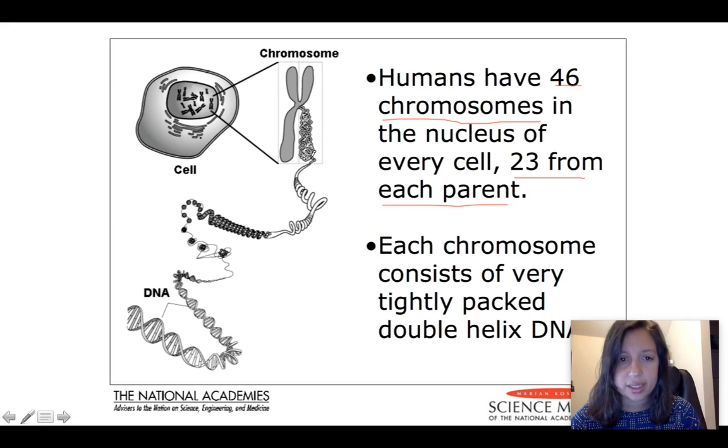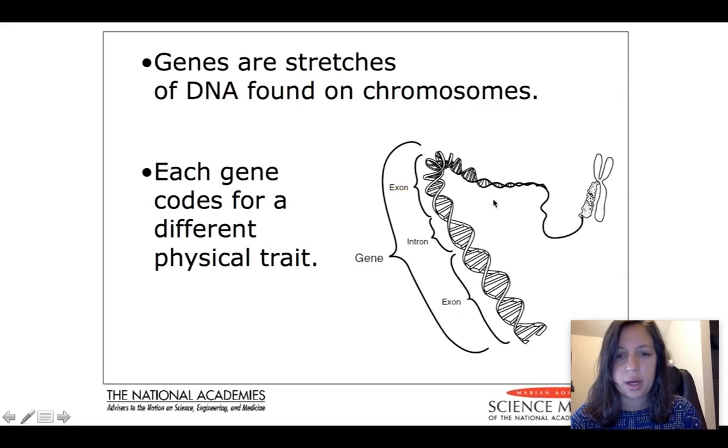Each chromosome contains DNA that's wound up really, really tightly. If we were to unwind it, it would look kind of like this, but it gets wound up really, really small. And then when we open up our DNA, we get what we call genes.